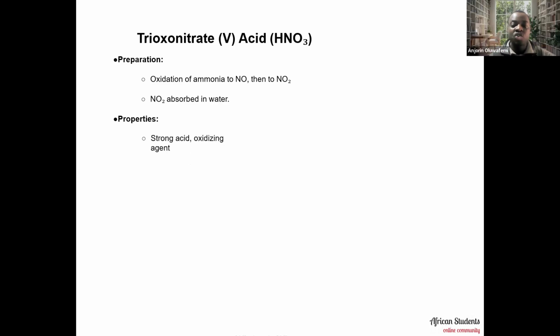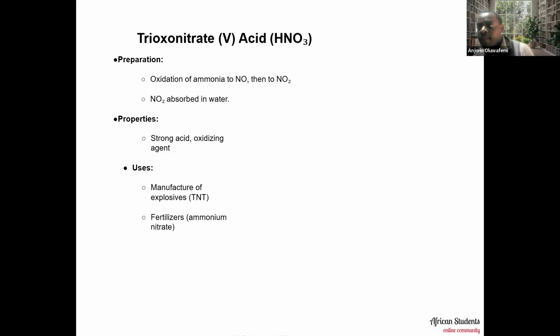What are the properties? It is a strong acid, and it's a very, very good oxidizing agent. What are the uses? It is used for the manufacture of explosives, TNT. It is also used for making fertilizers. So it's very, very good for making fertilizers. Okay.